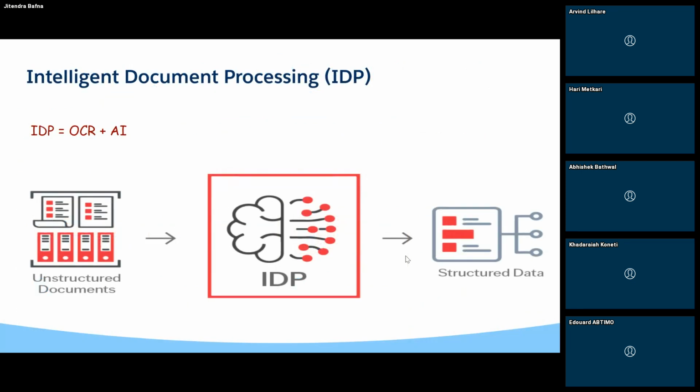Okay, so IDP, as I keep on talking, is a combination of optical character recognition and artificial intelligence. You get an unstructured document, you send it to IDP, and IDP will form structured data in JSON format, right? We're going to see that in the demonstration part.